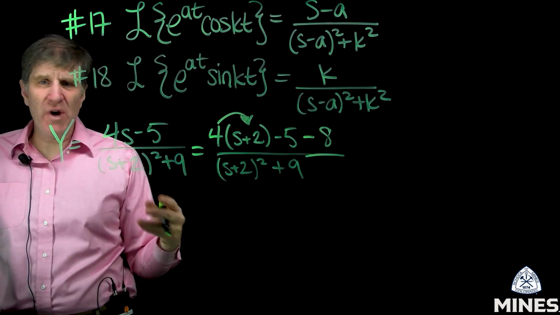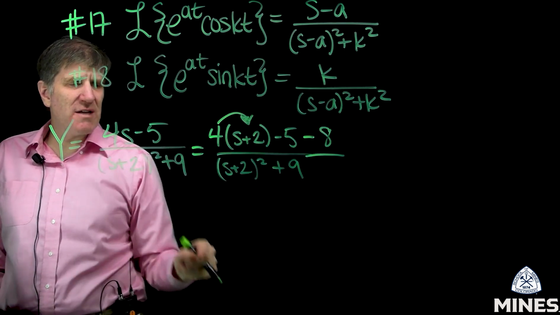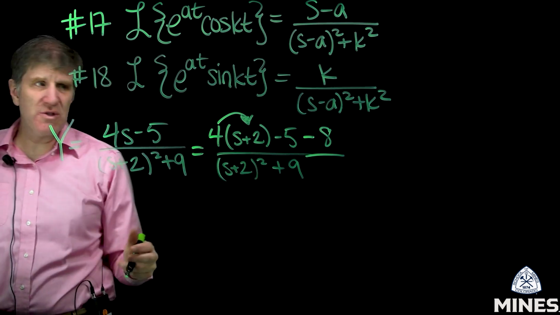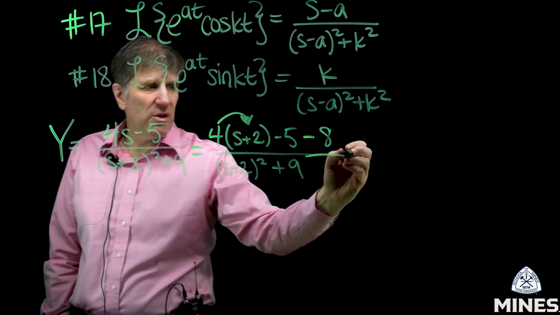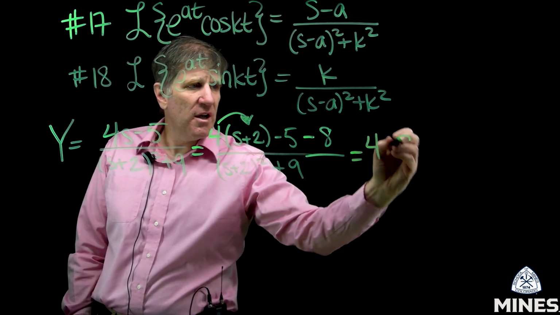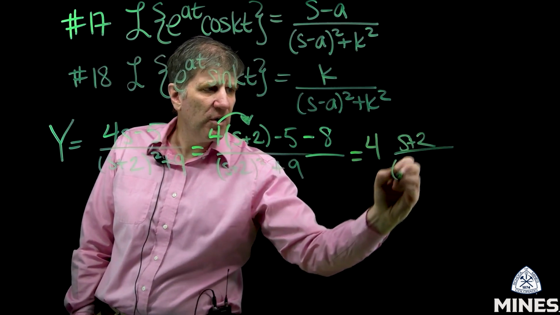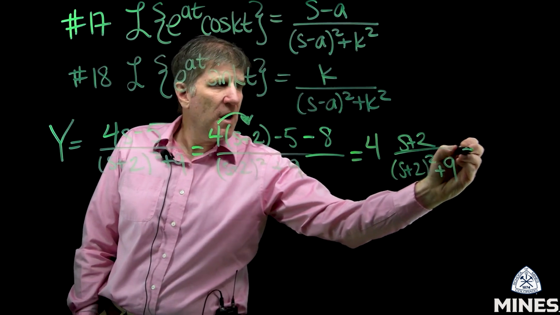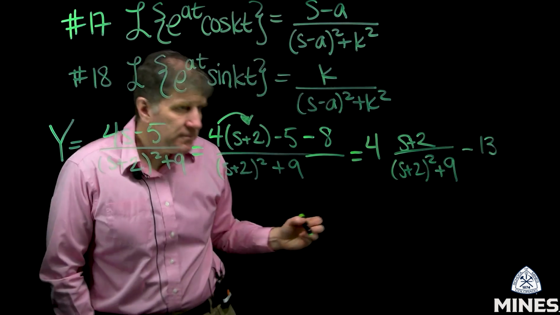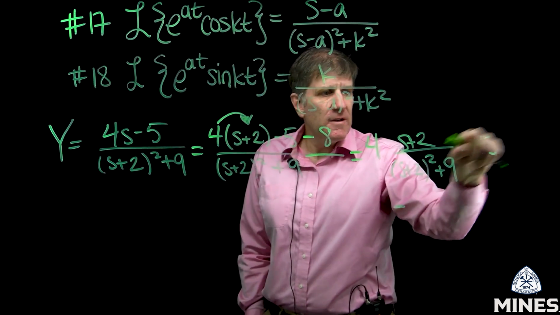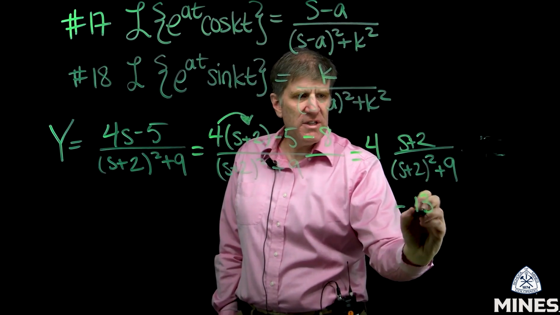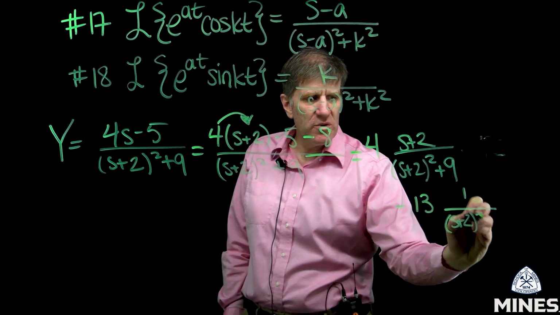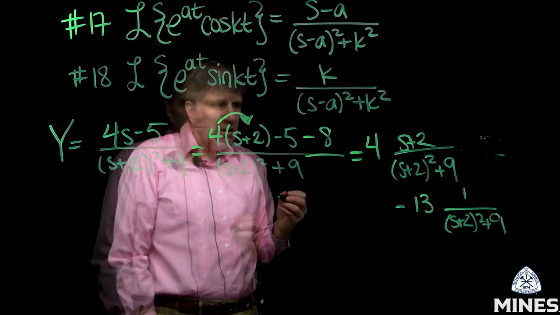So this is the add subtract trick. I've added 8, I subtract 8, and I did it so that I can have the s plus 2 to go along with the s plus 2 in the denominator. So what this really looks like is 4, and then s plus 2 over s plus 2 squared plus 9, minus 13. Actually, let's put that down here. Minus 13, 1, over s plus 2 squared plus 9.